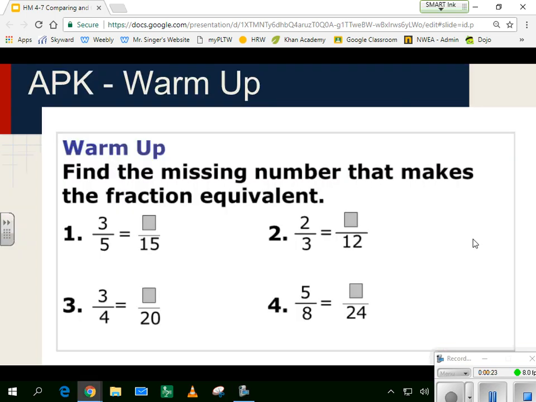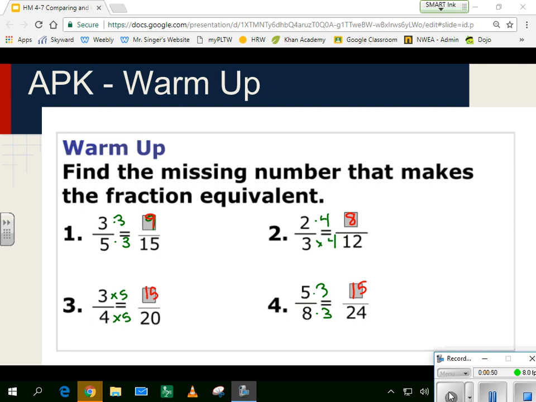Here is your warm-up. Find the missing value of all four fractions. So again, use what you know to be able to find what you don't. Come back when you're done. And here are the answers you should have gotten. So for number 1, you changed it from 3/5 to 9/15. Number 2 went from 2/3 to 8/12. Number 3 went from 3/4 to 15/20, and number 4 went from 5/8 to 15/24.